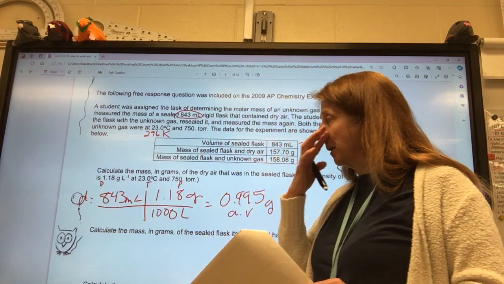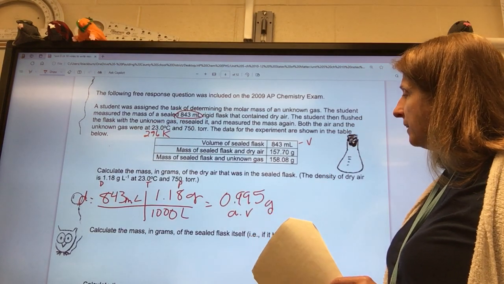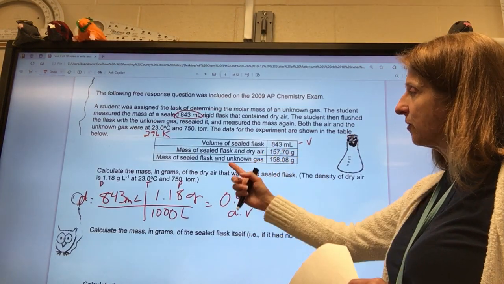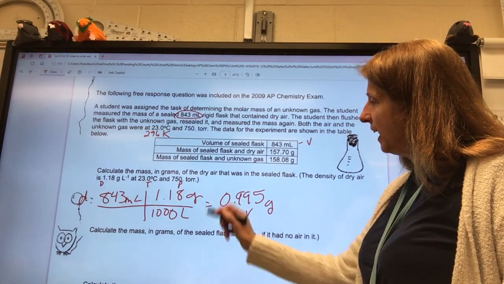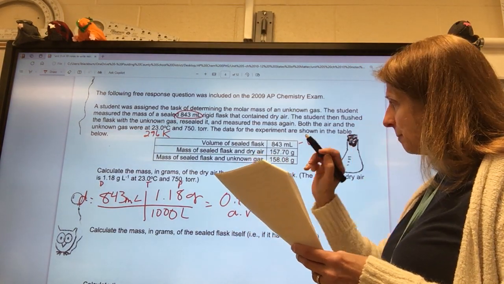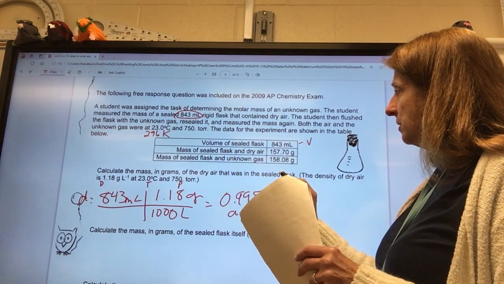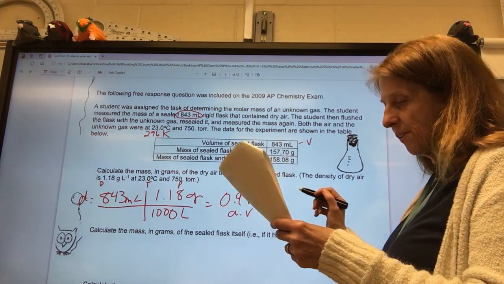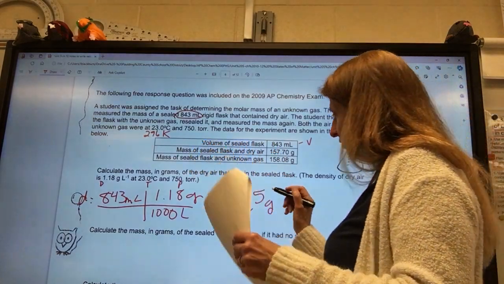Okay? Everybody good with that? Now, it didn't ask for the density. It asked for the grams, but we can get there because now we have the mass in grams of the dry air. Oh, we got that there. So we did get the right thing. Okay, so we'll put a little box around it.